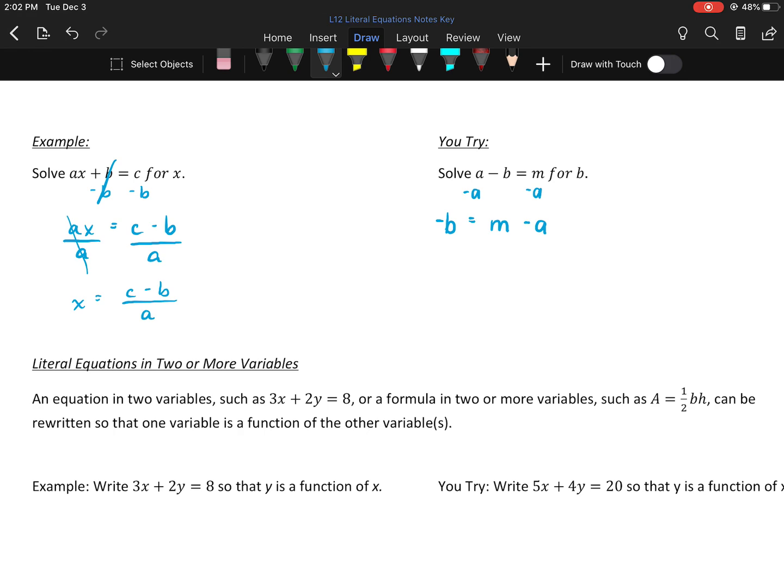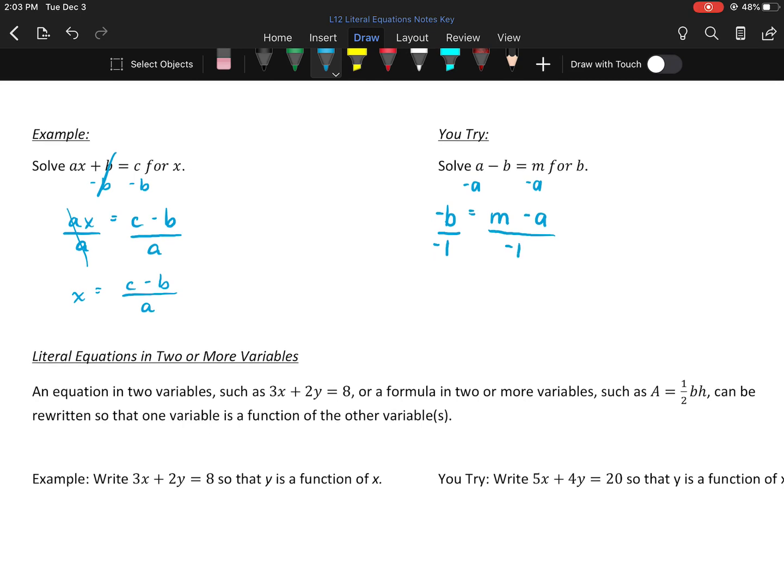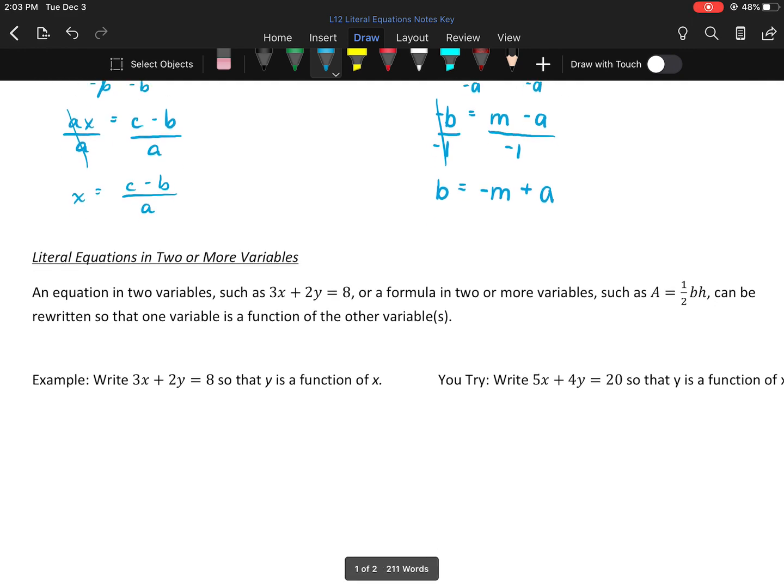Now from here, I still have a negative up front, so we need to multiply or divide everything by negative 1. If you think about when you multiply or divide by negative 1, all that does is it changes the sign. So this becomes a b, my m becomes a negative m, and my negative a divided by negative 1 is going to become a positive a. That will give you the same exact answer as what you would have gotten if you switched the numbers the other way. So we got the b by itself, and we're good.